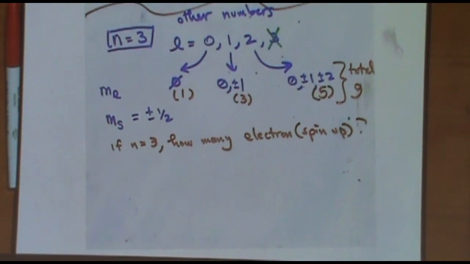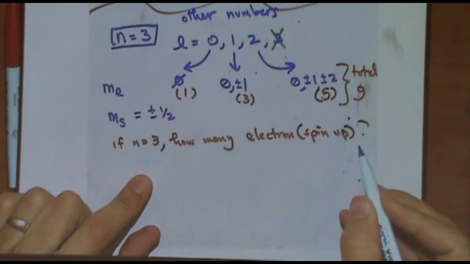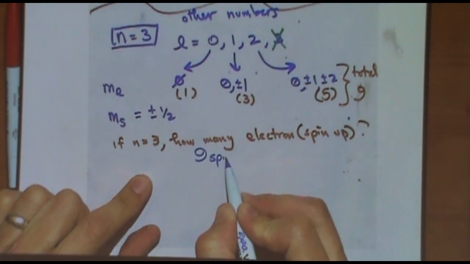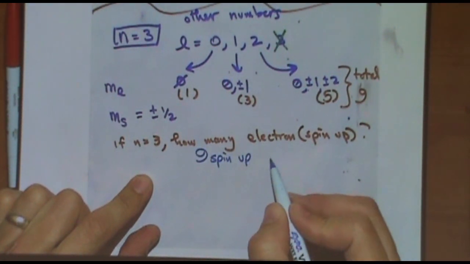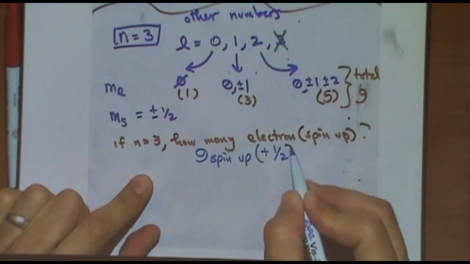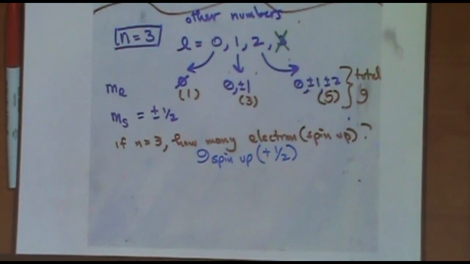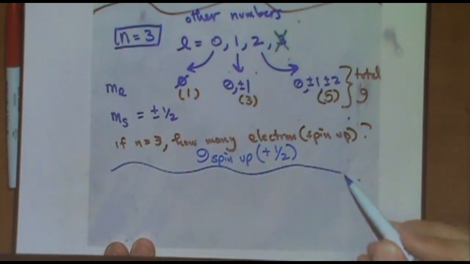Okay, if there are 9 total orbitals, how many total electrons could I fit in there? I could fit 18. 9 times 2. 18 total. 9 are spin up and 9 are spin down. So to answer the question, that's how you get 18. So how many electrons are spin up? 9 are spin up, which means plus 1/2. 9 would be spin down, thus a total of 18. 2 electrons per orbital. That's another style of question.